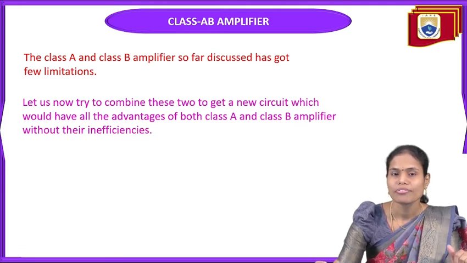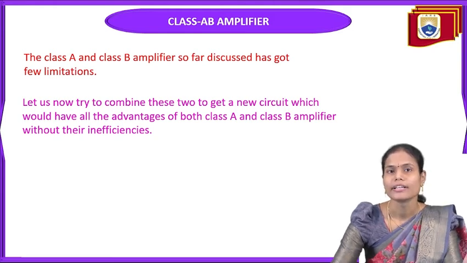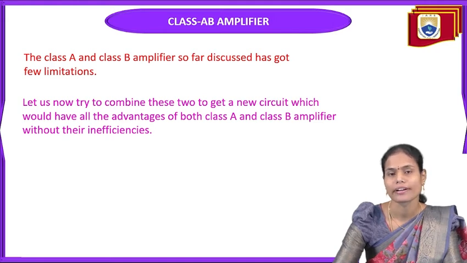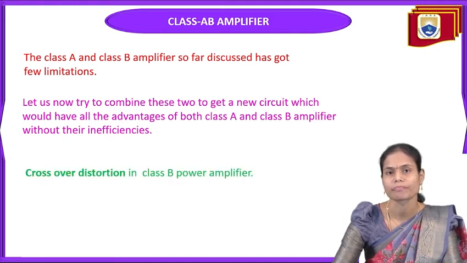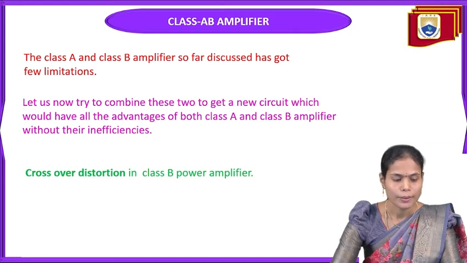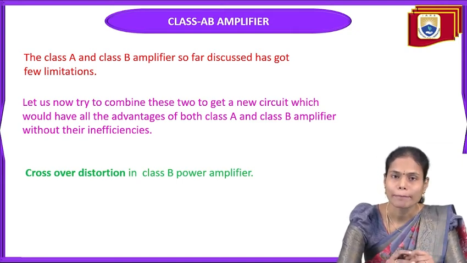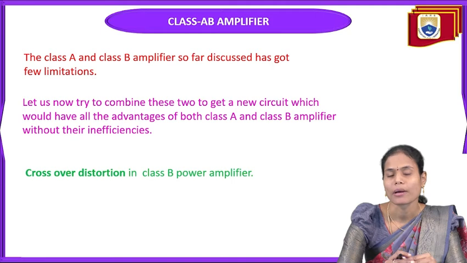So if we use class A as well as class B combinedly, we can get the advantages of both the amplifiers without taking their inefficiencies or disadvantages into consideration. We can combine the class A and class B power amplifiers, but before going to that, we will look at the distortion in the class B power amplifier. That one is the crossover distortion.